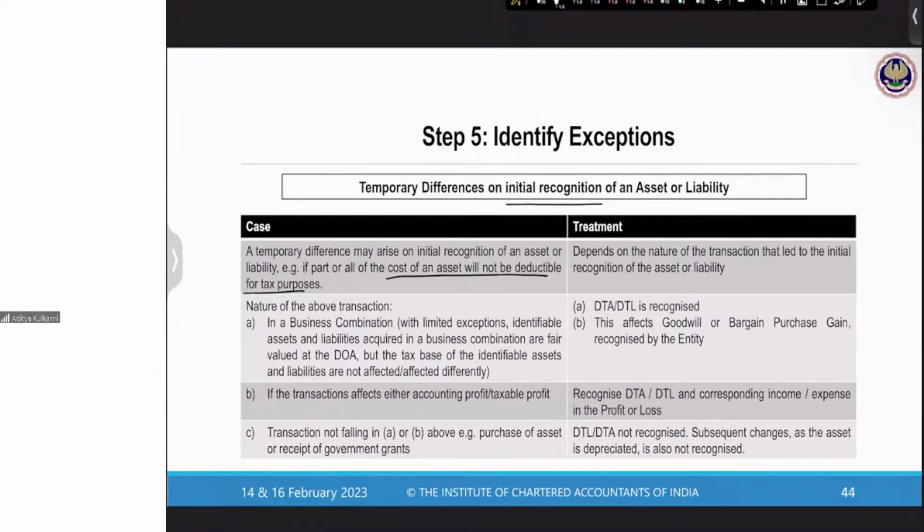Okay. Sir, earlier we do the entry of deferred tax expense or deferred tax liability.